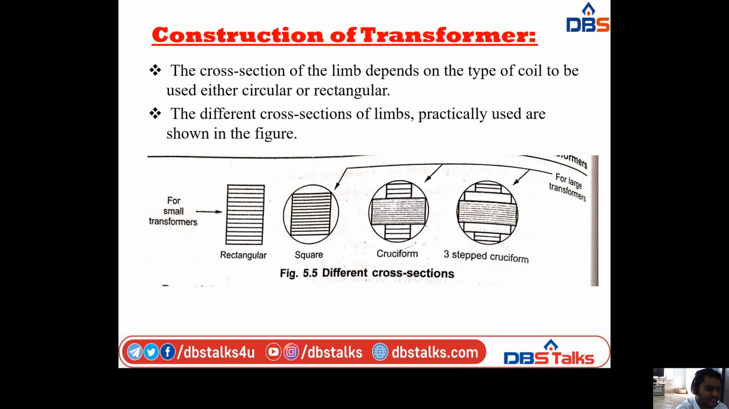Next, we have different cross-sections in the transformer. One is rectangular shape, another one is square shape, another one is cruciform, and the third one is stepped cruciform. The rectangular shape cross-sections are used for small transformers, and the remaining shapes, cruciform and stepped cruciform cross-sections, are used for large transformers. These are the different cross-sections we are using in the transformer.